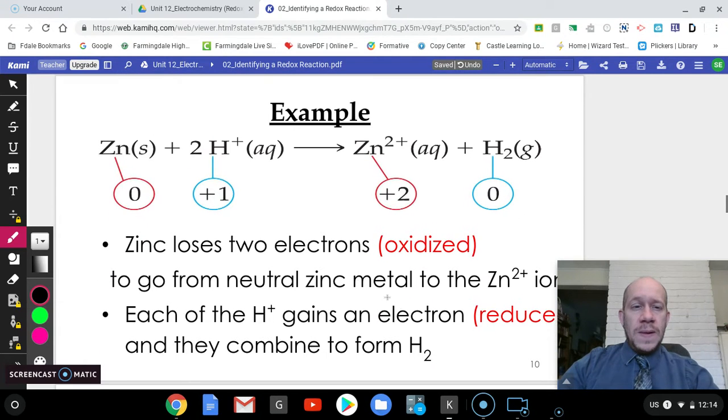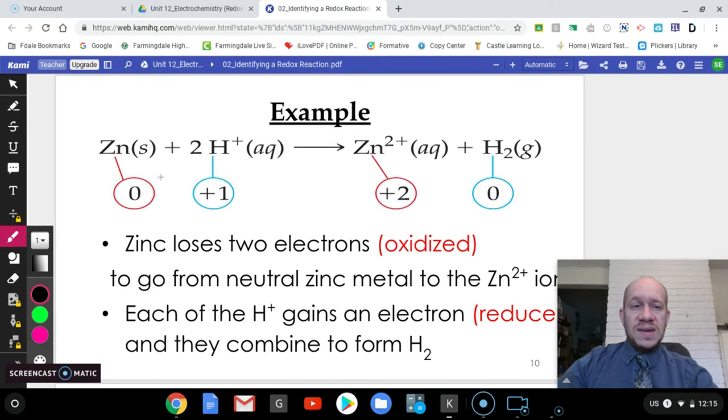So for example, when we have a chemical formula, the way we can determine this is we have to assign those oxidation numbers to each element in the equation. So zinc is 0 because it's an element by itself. Hydrogen is +1 because that's the charge of the ion. After we've gone through our reaction, zinc is now a +2 charge, and hydrogen is now 0 because it's an element by itself. So because zinc lost 2 electrons, it's become oxidized. We've gone from a 0 to a +2, which means we lost electrons. So we went from 0 or neutral zinc metal to the zinc +2 ion.